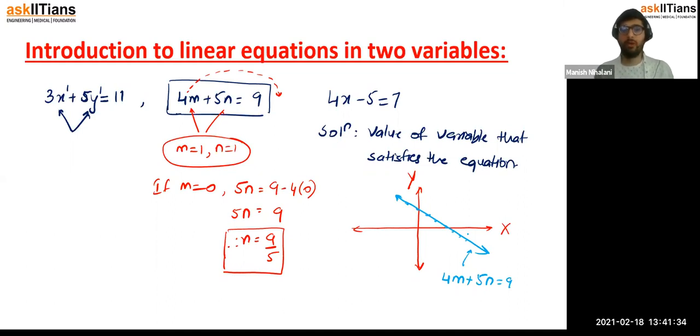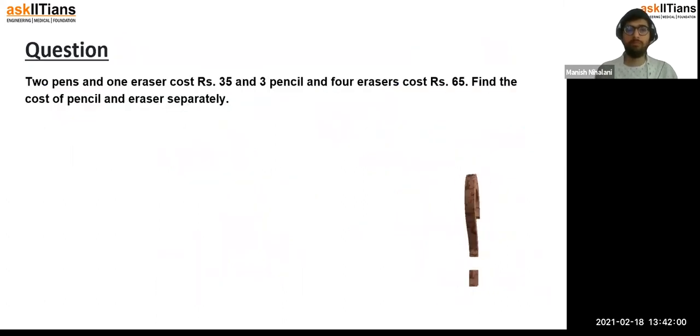Similarly, when you try to represent a linear equation in one variable, you also get a straight line, right? It will have only one solution because it has only one variable. Here we had two variables, so they can keep on changing their values, but this linear equation in one variable will be true if and only if your x takes a particular value, right? So now let's try to understand this and solve a question.